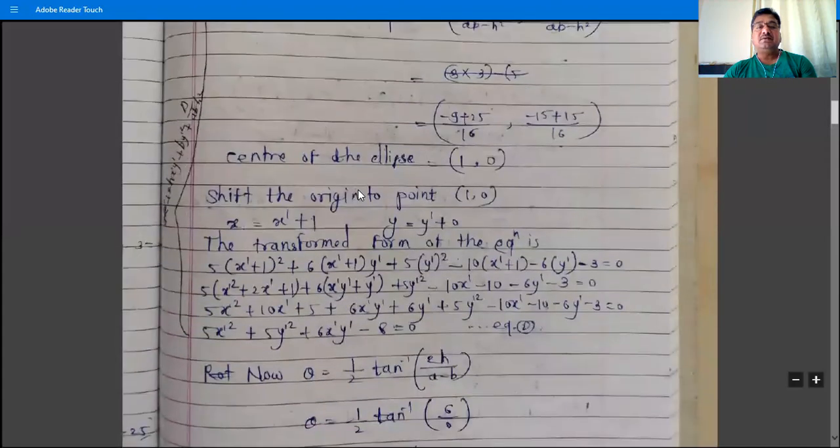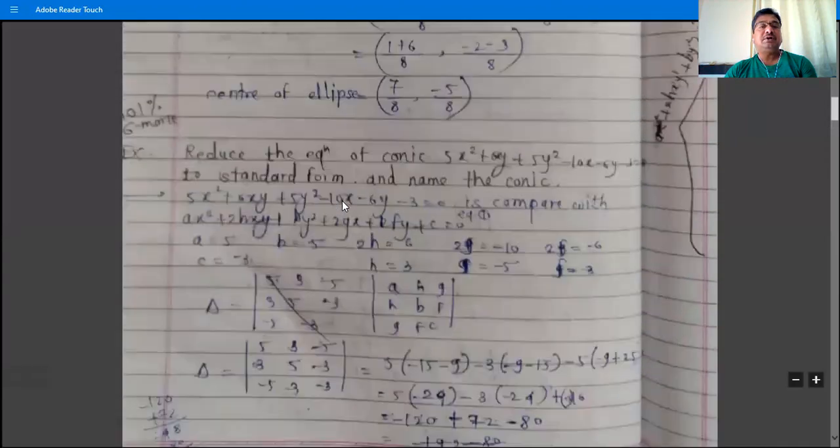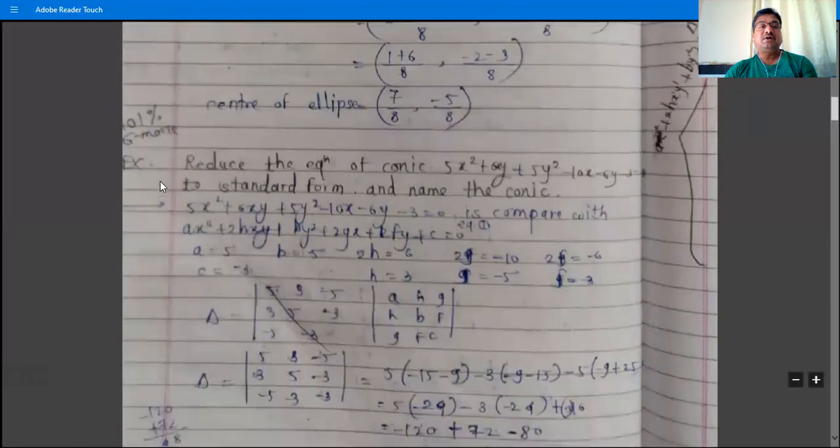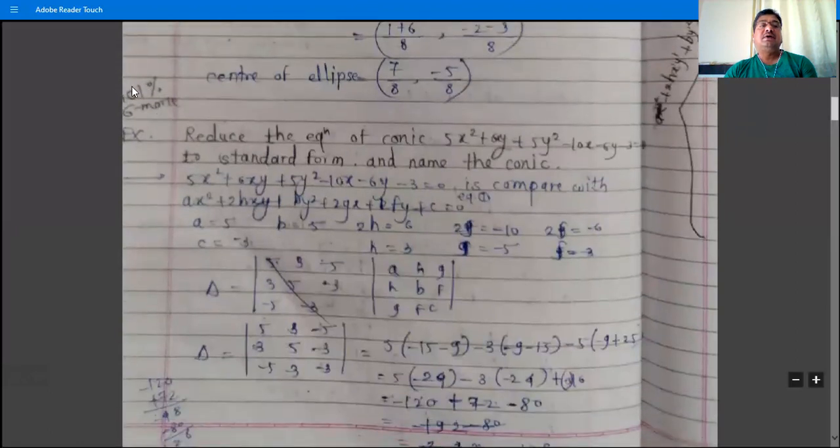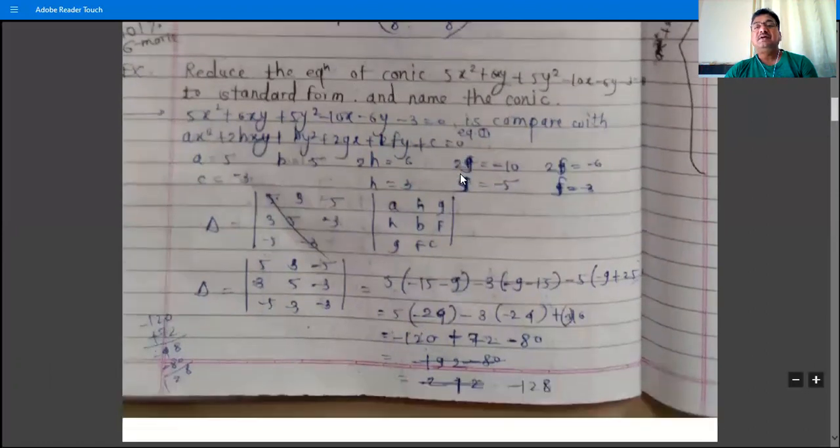These types of examples are very important. There is a 100% probability of these questions being asked in the exam. So for 6 marks: reduce the equation of conic to standard form and hence name the conic.